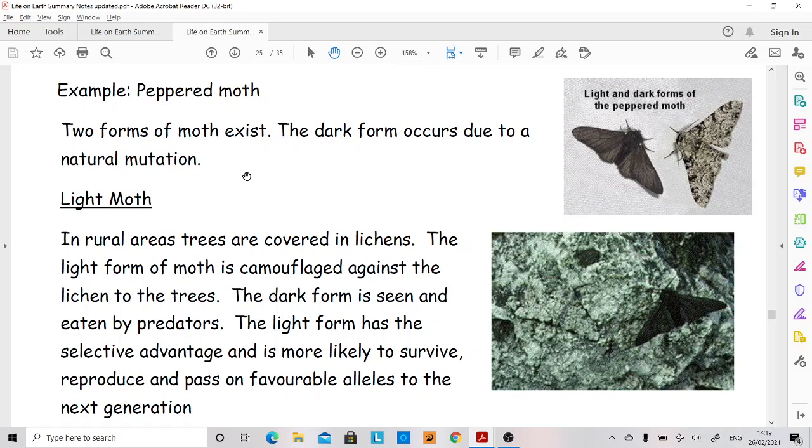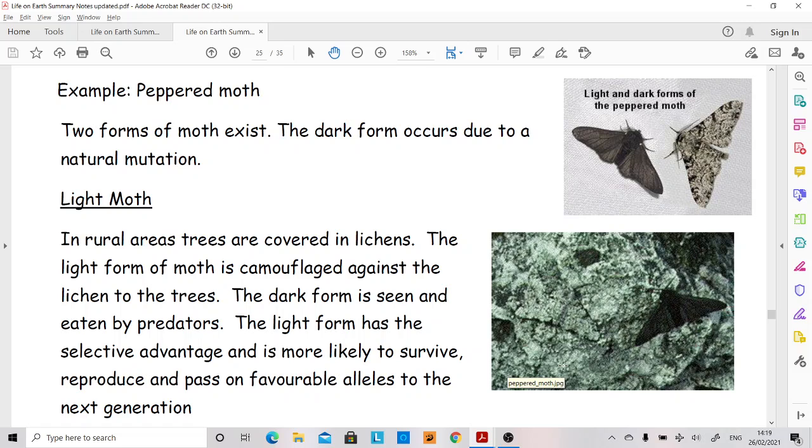And the story starts before the Industrial Revolution. Before the Industrial Revolution, most of the trees were covered in lichen. So here's a picture over here with lichen. It's pale coloured, and against that background, the speckled moth is very well camouflaged, whereas the melanic moth stands out quite clearly.